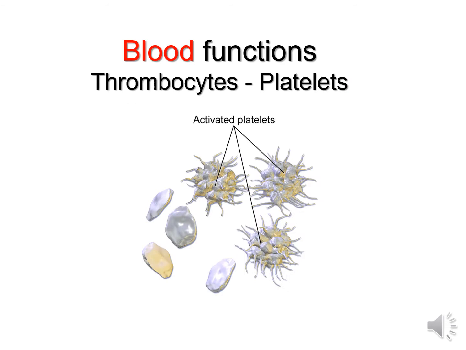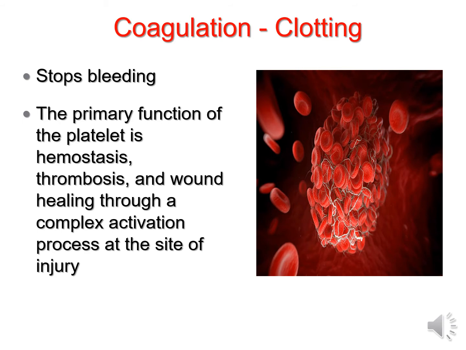What are other blood functions? Well, we have the platelets, also known as the thrombocytes. And their role essentially is coagulation, which is clotting. It stops bleeding. So the primary function of a platelet is hemostasis, thrombosis, and it's involved in wound healing through a complex activation process at the site of injury, the clotting cascade.